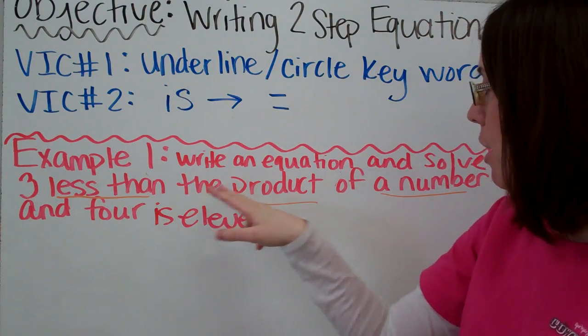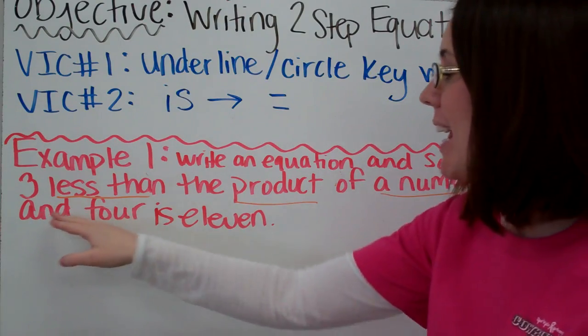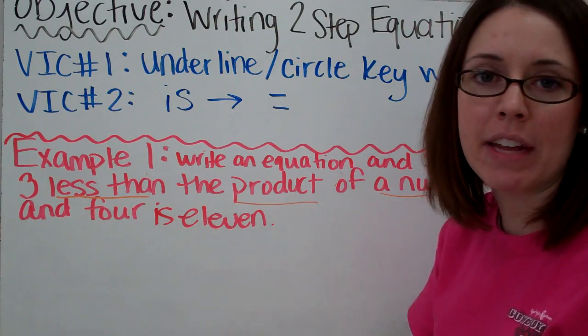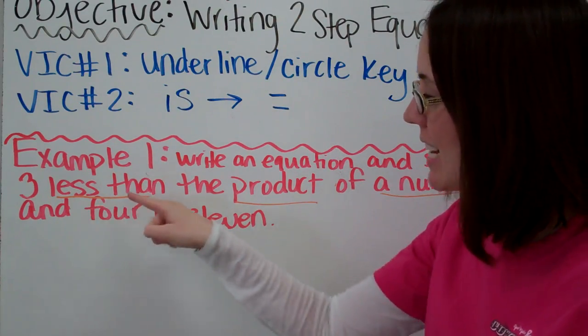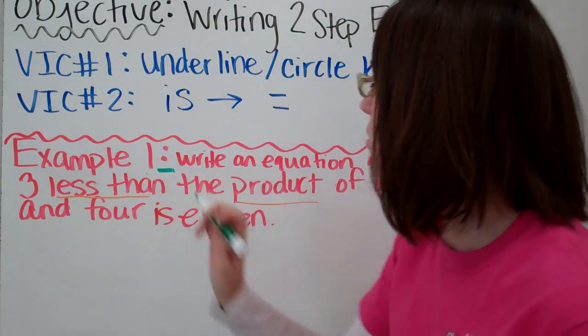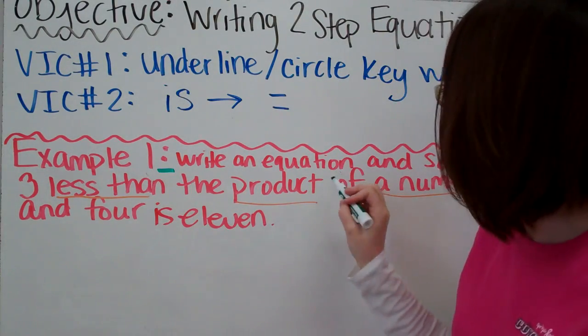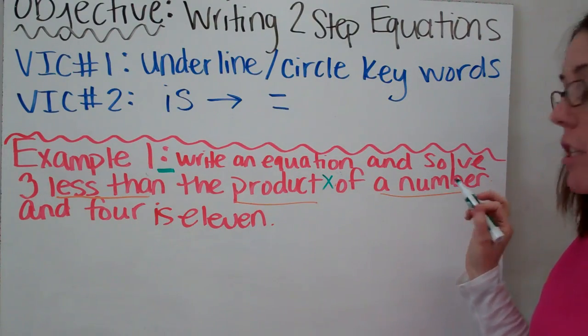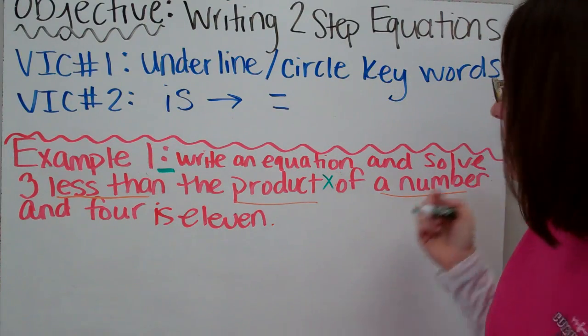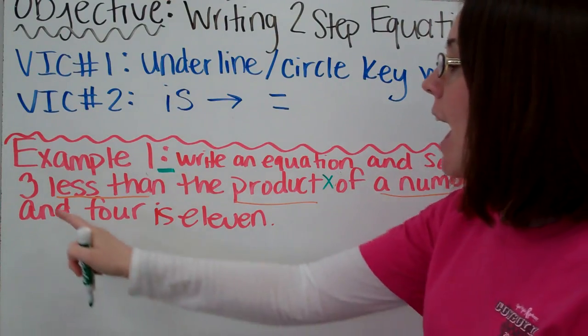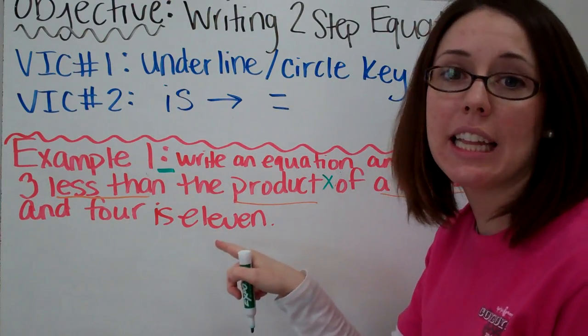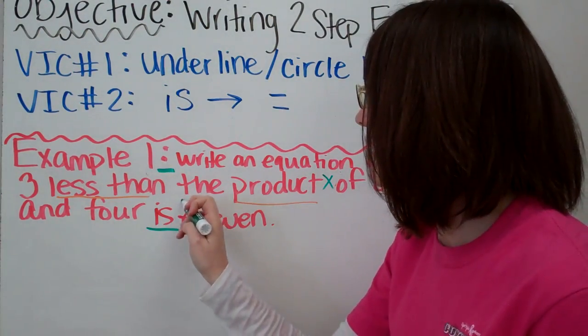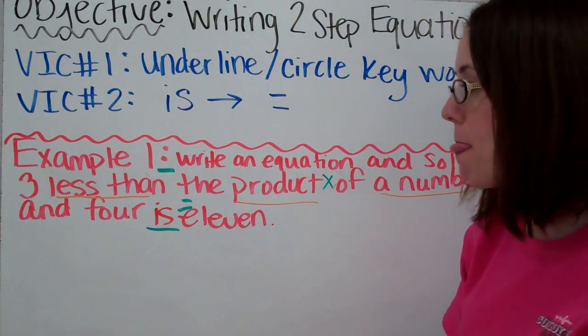3 less than the product of a number and 4 is 11. Let's look at our keywords. Less than tells us to subtract. Product tells us to multiply. We don't know what our number is, so we're going to use a variable. We can use the letter A. And 4 is 11. Is tells us to use an equal sign.